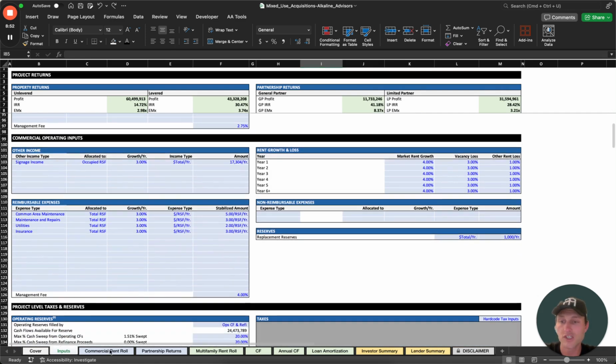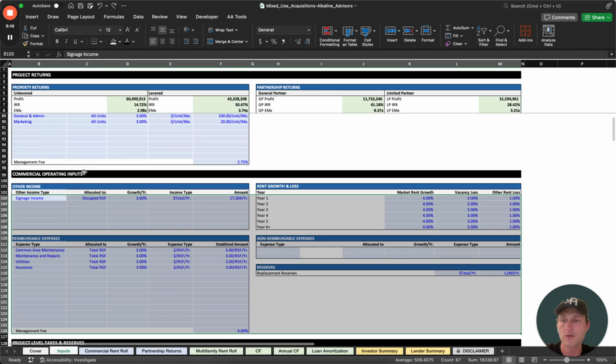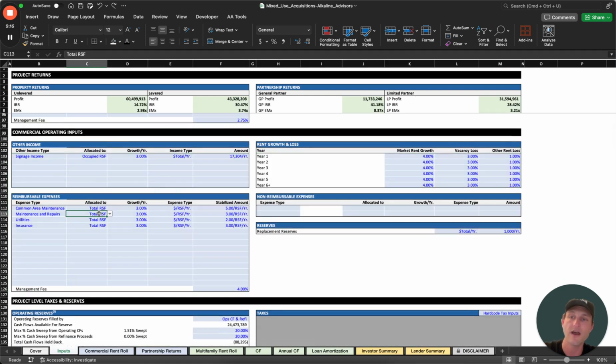I'm actually going to skip over to the commercial rent roll tab so that we can talk about the actual lease agreements and leasing assumptions for each tenant before we go back to general other income, reimbursable expenses, non-reimbursable expenses, and rent growth and loss, generally speaking, on a market level. And you'll notice these are very similar to the multifamily ones. You can key in whatever you'd like, but in terms of how it's allocated, it's per square foot, so per rentable square foot, whether it's total or occupied.